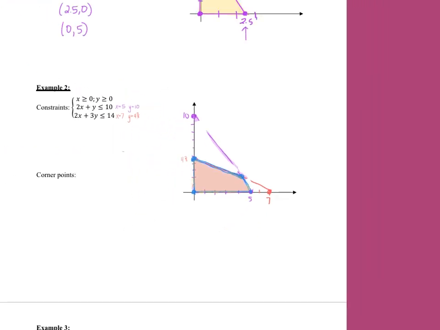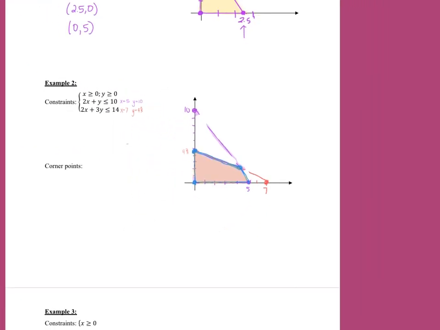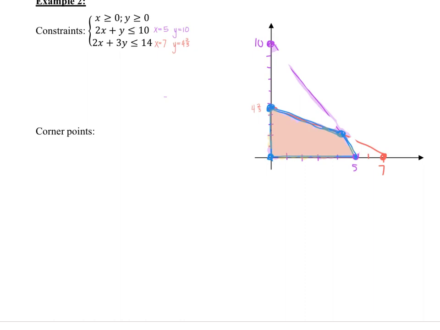Okay, now the corner points. Of course, we have 0, 0 as one of our corner points. We also have 5, 0 on the x-axis. We have 0, 4 and 2/3 on the y-axis. And then we have this fourth corner point where the two intersect each other.